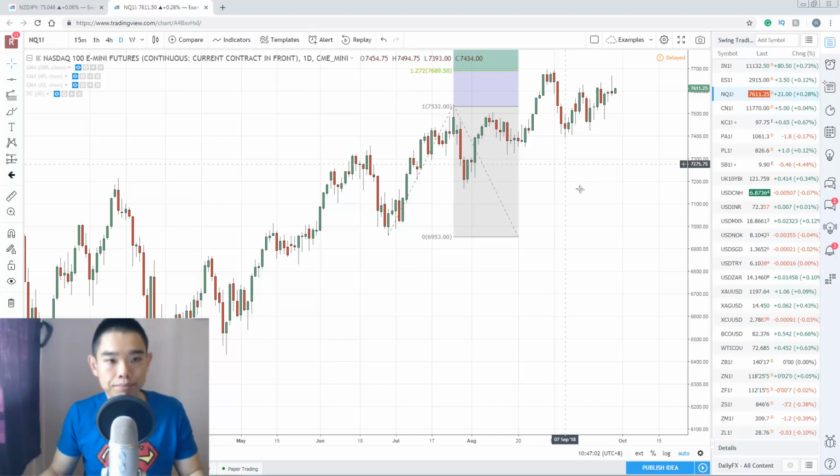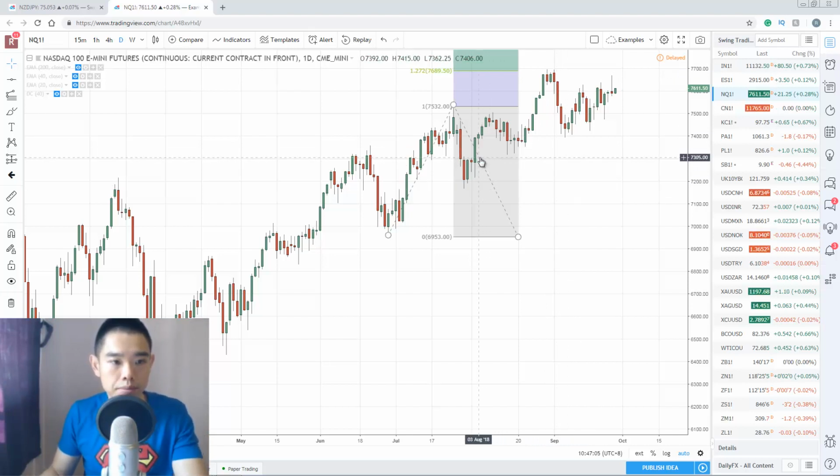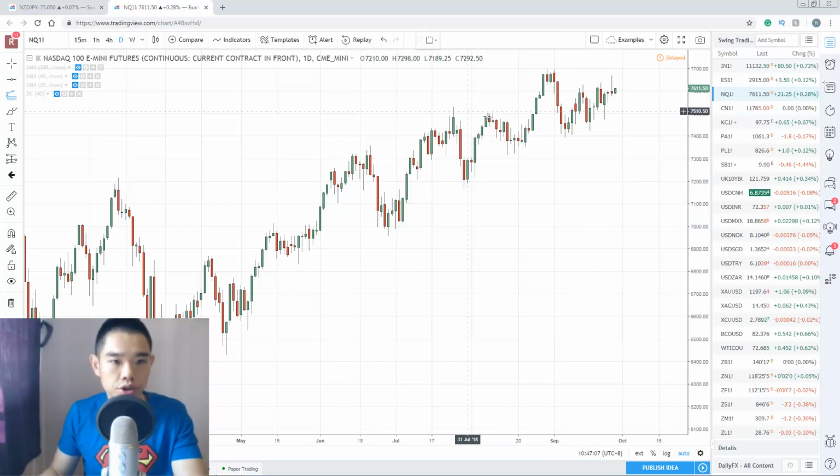So again, we can do another example over here. Let's say this one over here. We draw from this recent swing low to this recent swing high and down again.